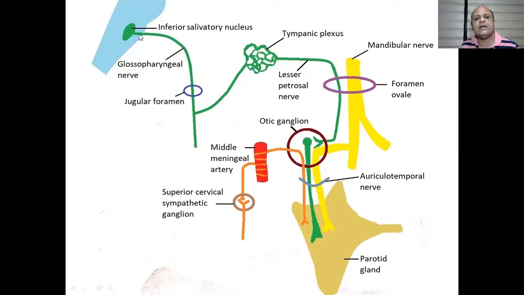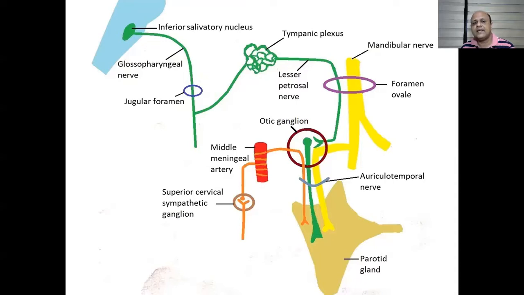The preganglionic fibers arising from the inferior salivatory nucleus. And you can see the preganglionic fibers, how they leave the glossopharyngeal nerve as its tympanic branch, which forms the tympanic plexus. From the tympanic plexus, the lesser petrosal nerve is forming the motor root, and the preganglionic fibers relay in the ganglion, and the postganglionic fibers go on to supply the parotid gland. So this is how secretion from the parotid gland takes place.